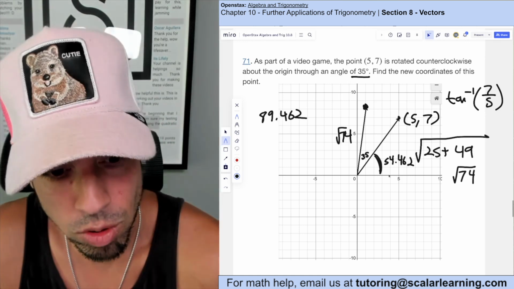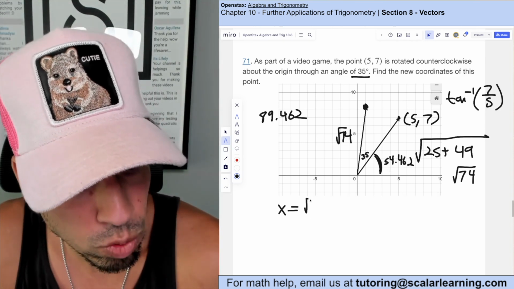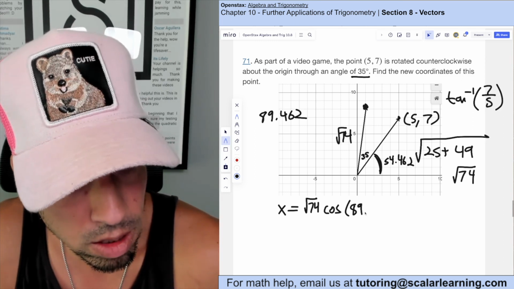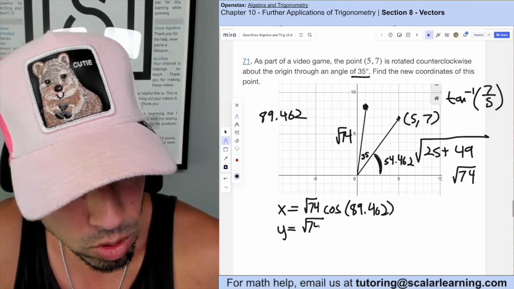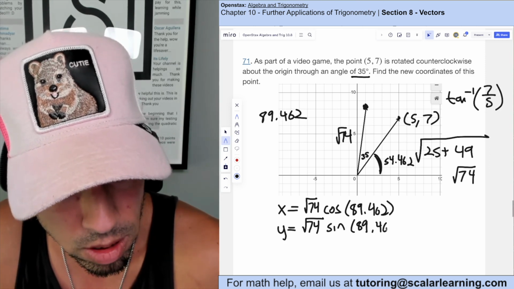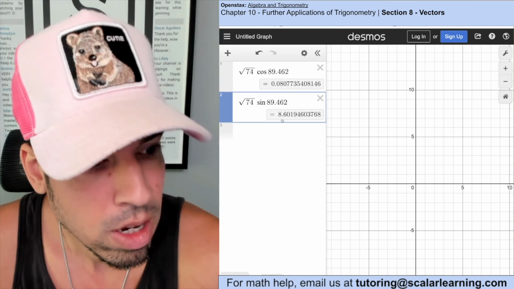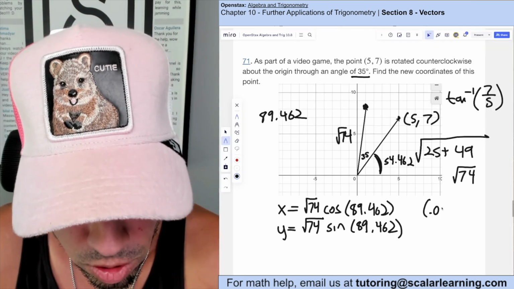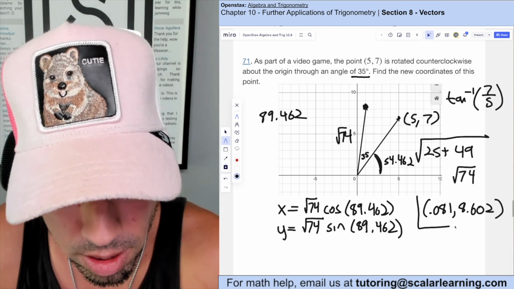89.462. And now I can use my nice little formula, which is that the x value equals that magnitude, root 74, times cosine of that final angle, 89.462. And then the y value equals the same thing, the magnitude, root 74, times sine of that same angle. So let's plug those into Desmos now. For the x value, we get 0.081 rounded to the nearest thousandth. And here we get 8.602. So the final coordinate is (0.081, 8.602) rounded to the nearest thousandth. That's how you do it.